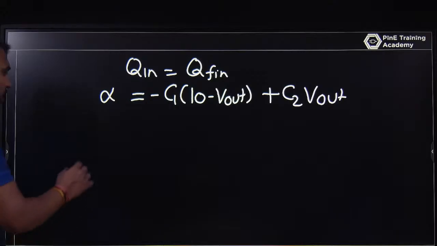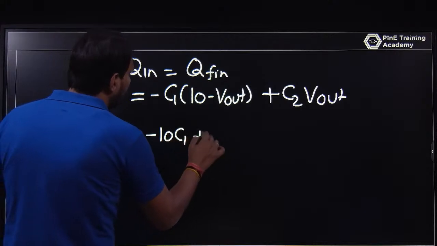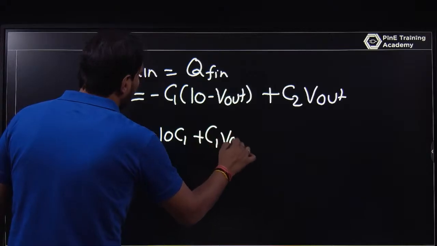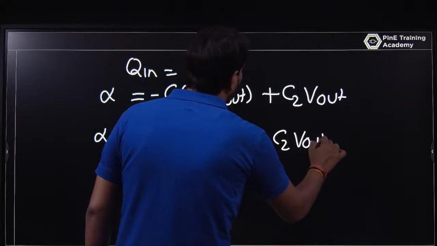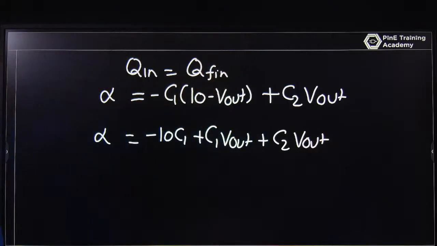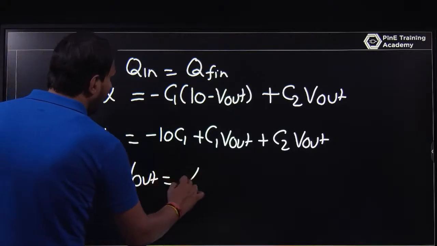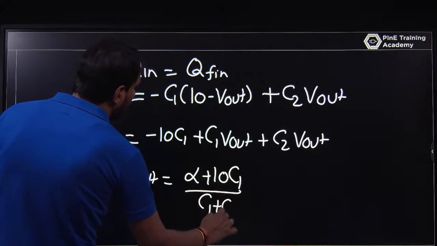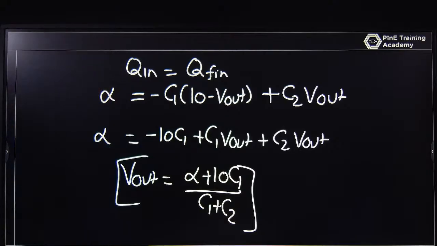Yes. So this is writing minus 10 C1 plus C1 into V out plus C2 into V out. So V out will be what? V out will be alpha plus 10 C1 upon C1 plus C2. If alpha is 0, this is 10 C1 upon C1 plus C2.